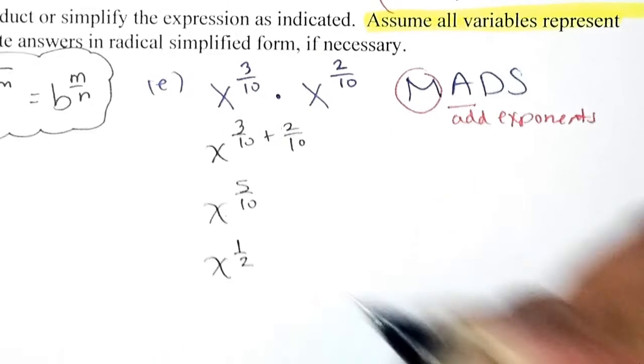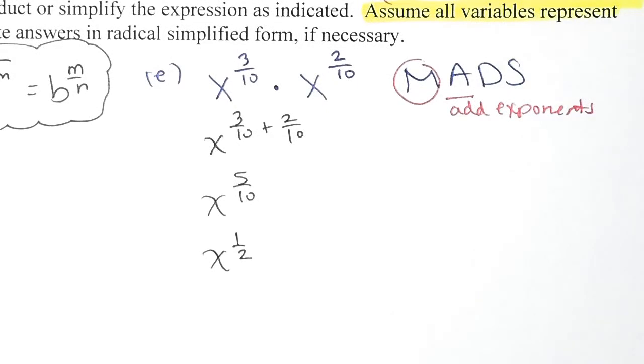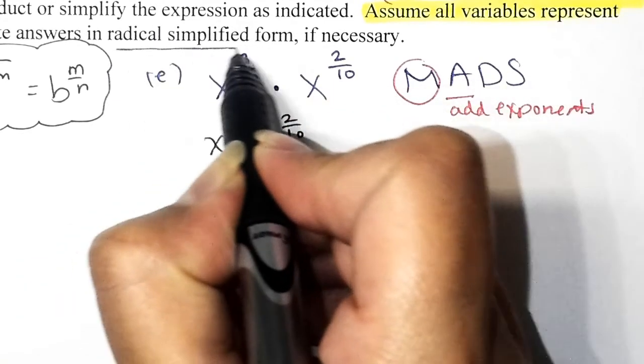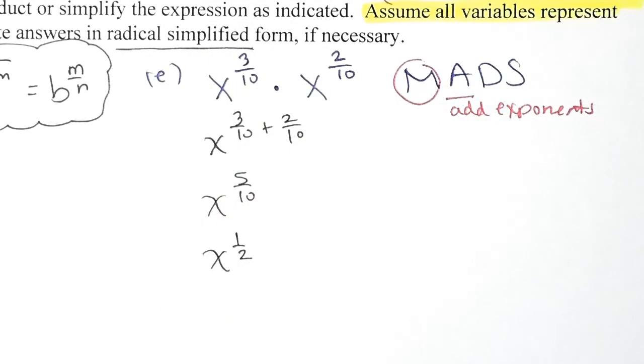Okay, so the answer is x raised to the 1/2, and that is the correct answer. Okay, the answer is correct. Unfortunately, it's not accepted for full credit because we are asked to write the answers in radical simplified form if necessary. So pretty much, if you can write your answer with the radical, go for it. Now, we didn't start out with the radical expression from the beginning, but check it out.